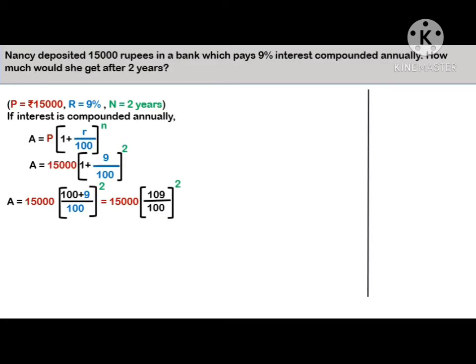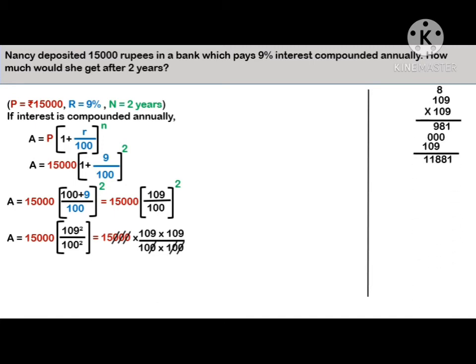Let us solve it in another way. See children, here A equal to 15,000 into 109 square by 100 square can be written as 15,000 into 109 into 109 by 100 into 100. First let's cut these zeros. When we do 109 into 109, we get 11,881. So we can write amount A equal to 15 into 11,881 by 10.